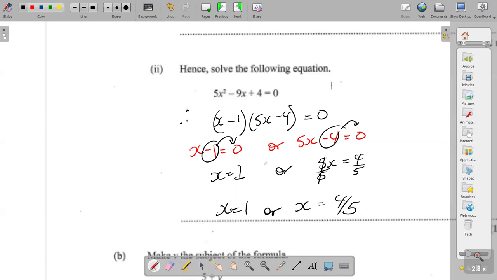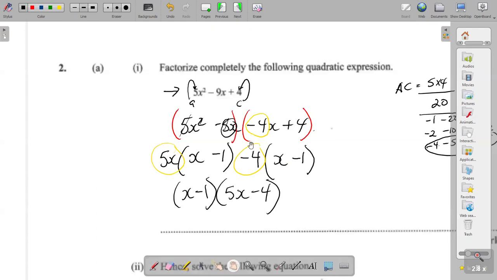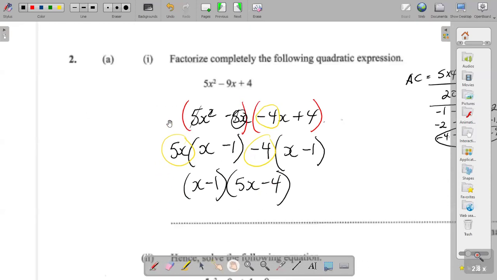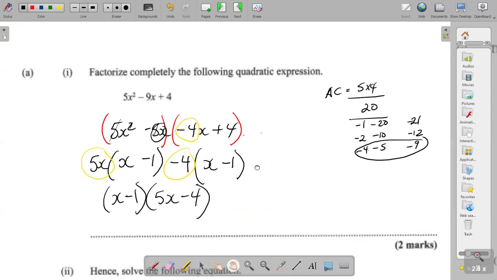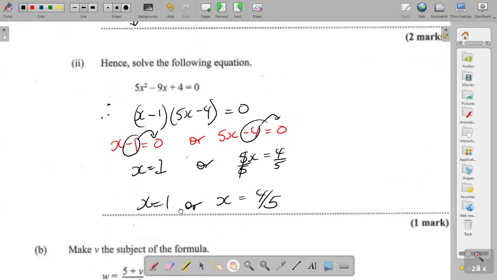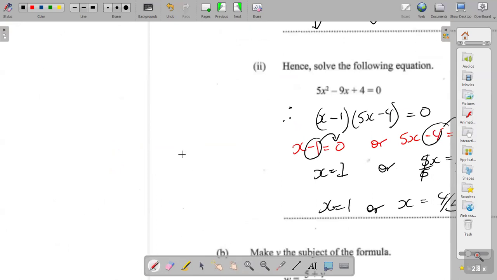So listen to me, guys. They made this question actually easy because they separated it. If they were to ever give you a question and they just tell you, solve this quadratic equation, you know you have to factorize first. And because it's a quadratic equation, you must use your what? Your AC rule. After you find your factorization, you put it equal to what? 0, and then you break it down, make both of them equal to 0, and solve for each one to get your two answers.